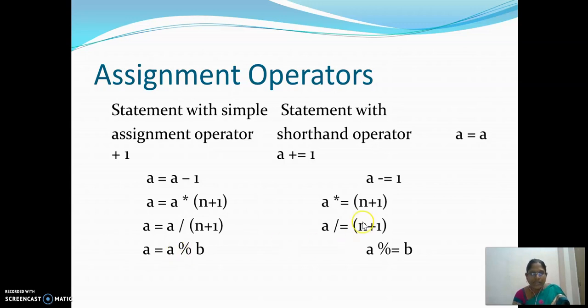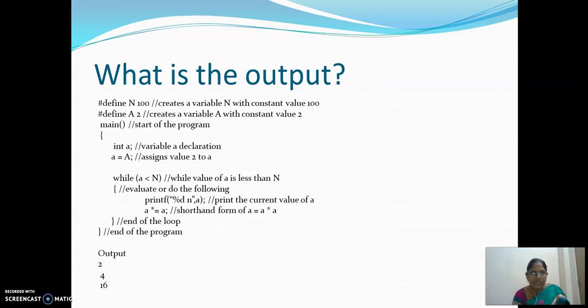If you write A star is equal to n plus 1, that means A is equal to A star n plus 1. In the shorthand notations, the combination of the assignment operator and the arithmetic operator gives you the shorthand operators, which is nothing but this type of notation. So now see here, what is the output of this one?